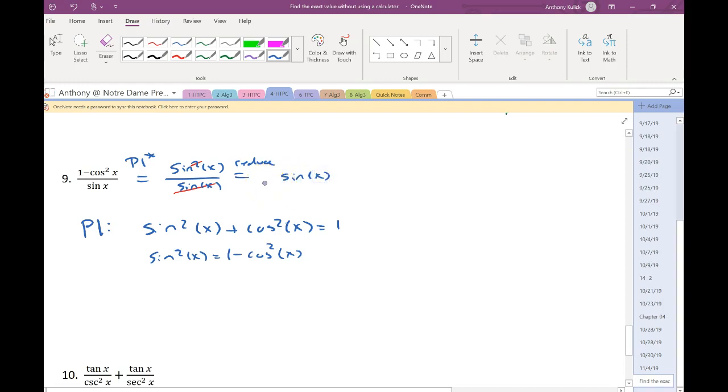And we're left with just sine x. Alternatively, you could use P1 without rearranging it. So I'm going to use the fact that 1 is equal to sine squared plus cosine squared. You could think about it that way as well.